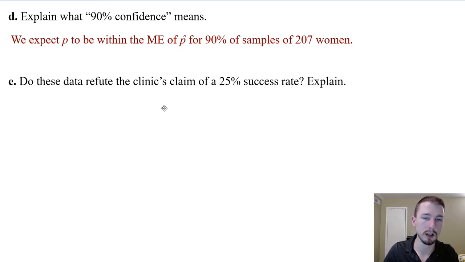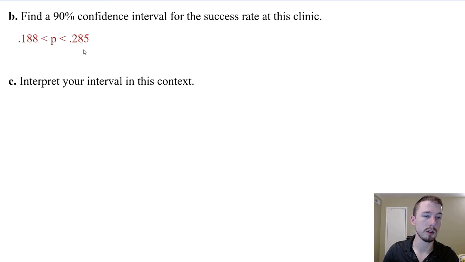Does this data refute the clinic's claim of 25%? All right, so they are claiming 25% of women will find success in their treatment. Well, if we look back at our confidence interval, is 25% contained in our confidence interval? It is, so it is reasonable to believe that that is a potential value for the true proportion.